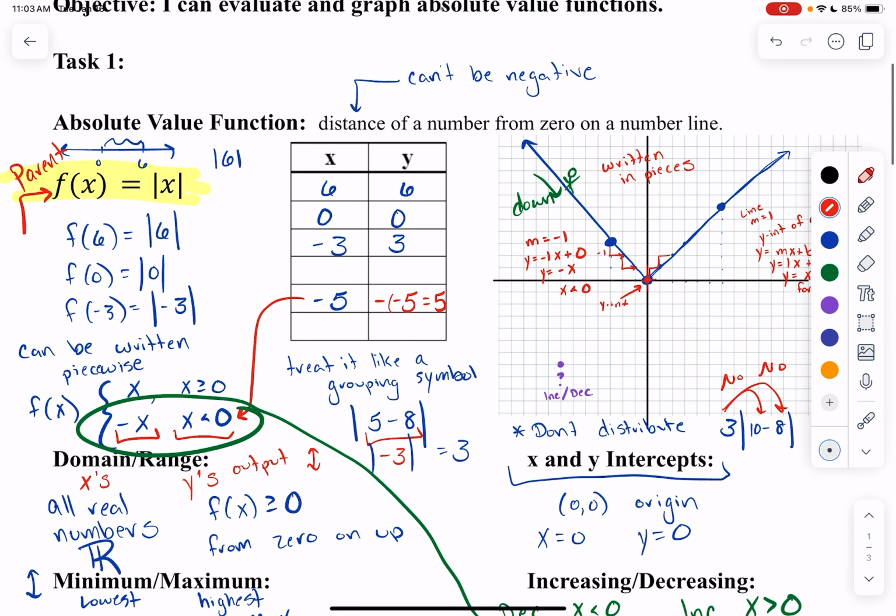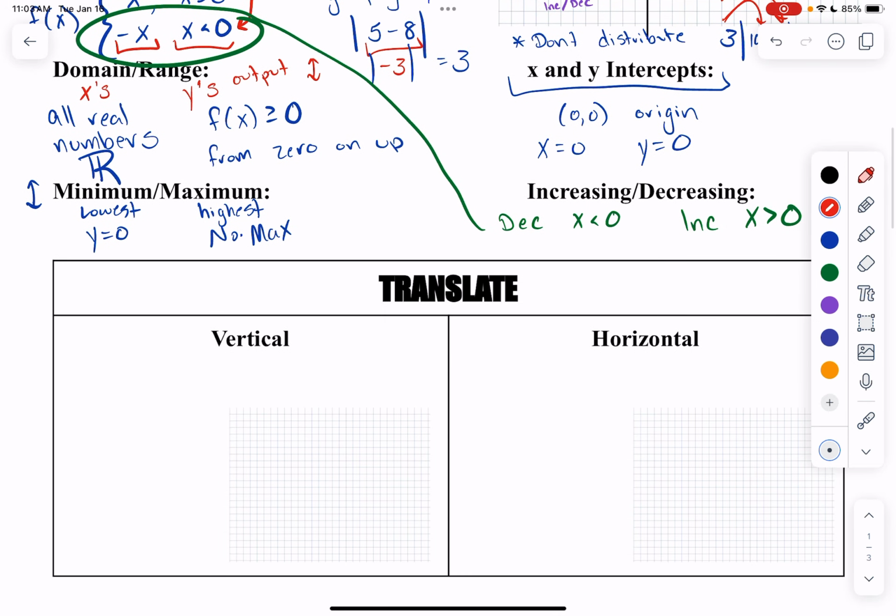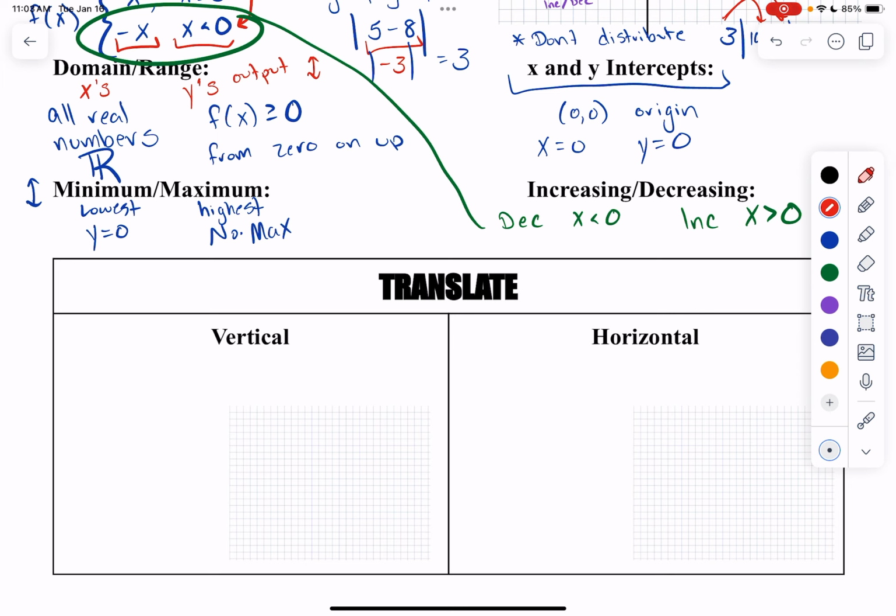Okay, now that we know what the absolute value parent function looks like, let's move them around a bit. The first thing we're going to do is translate. Translate is just shifting our function. A lot of times it's referred to as shifting. We're basically moving it left or right or up or down. We're not changing the general shape. We're just moving them around the page.